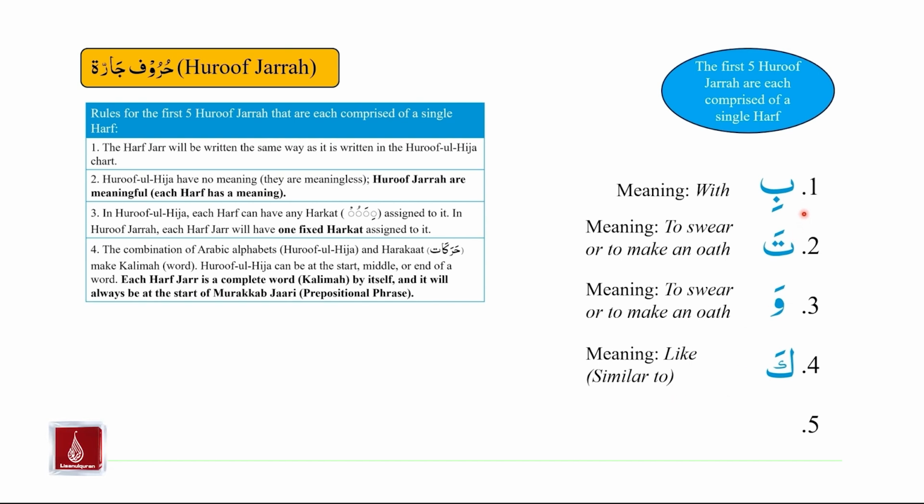Ba harf-e-jar will be identified with the fixed harakat of zair underneath it. Ta harf-e-jar will be identified by the fixed harakat of zabar on it.